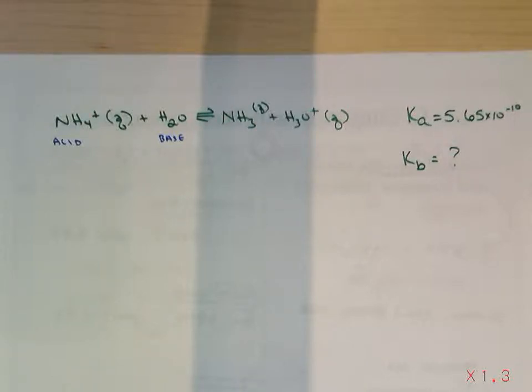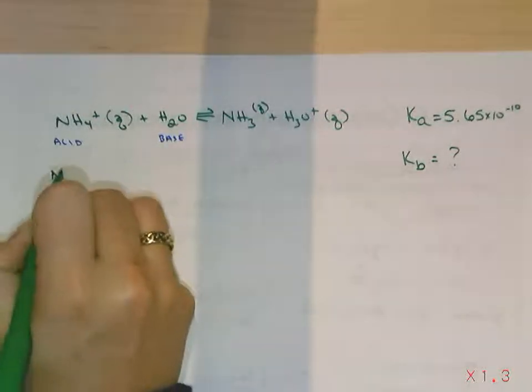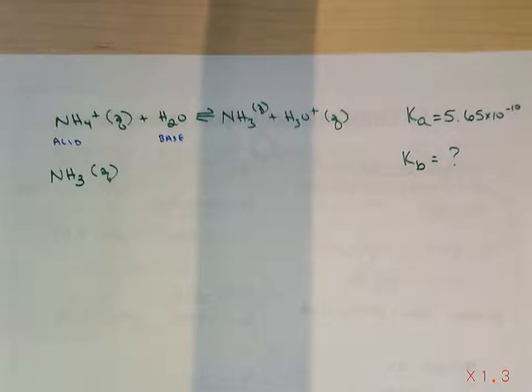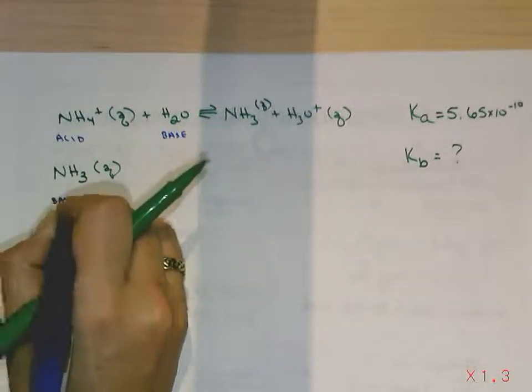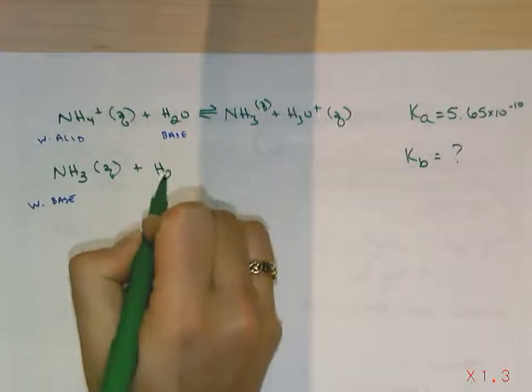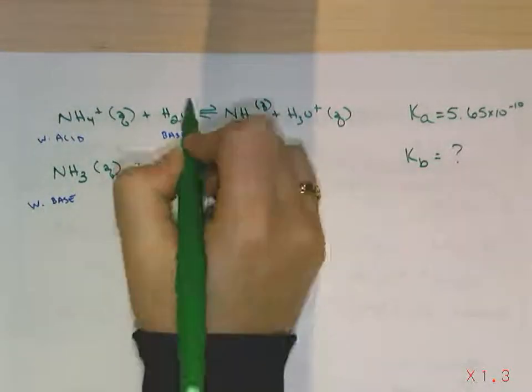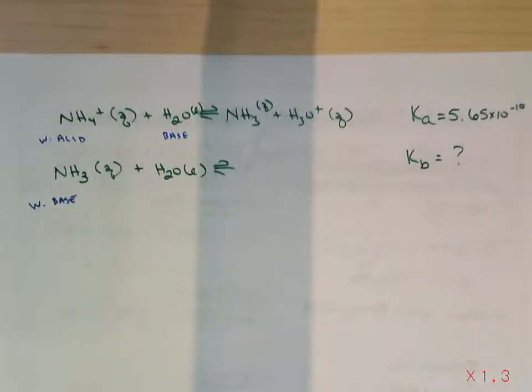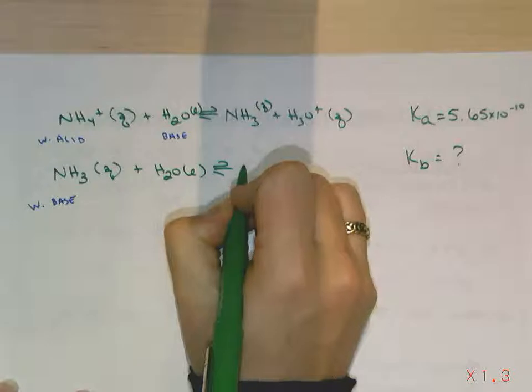NH3. Is that one of your strong bases? No, it is a weak base. Okay, and that's going to, again, react with water. So now if I know I have a weak base reacting with water, what is one product that has to be made? Yep, hydroxide, and then the NH4 plus.